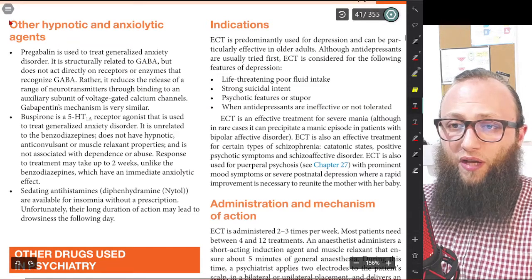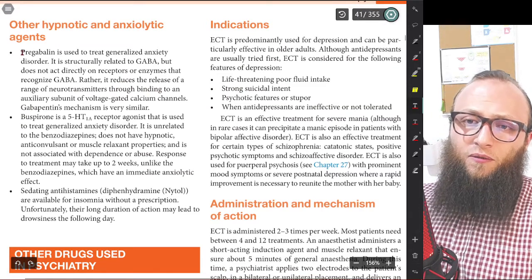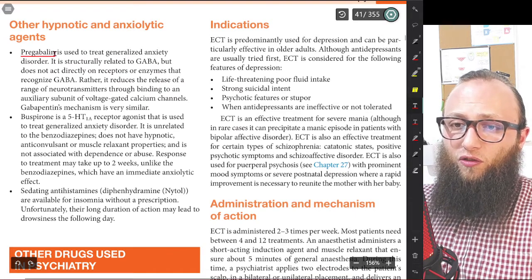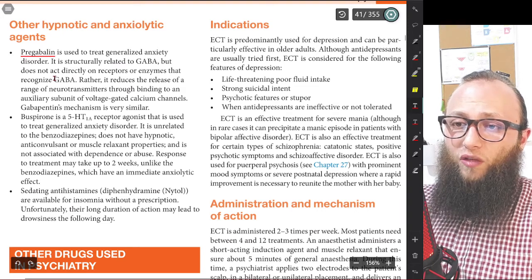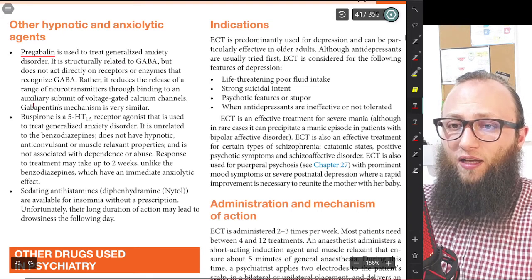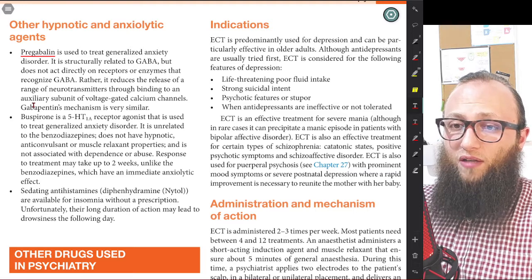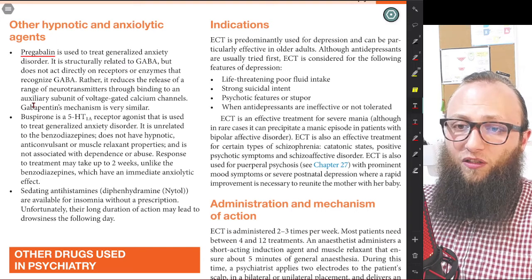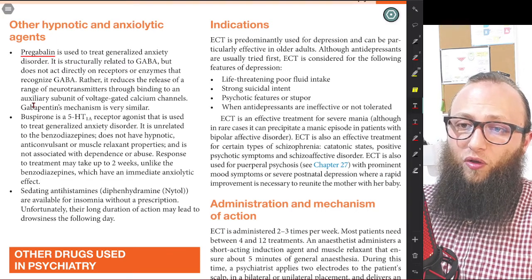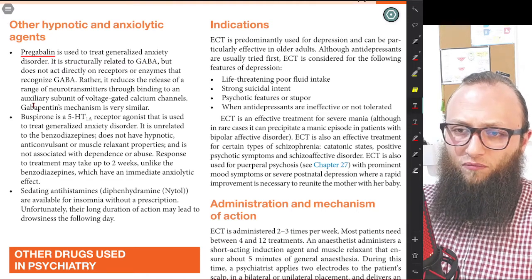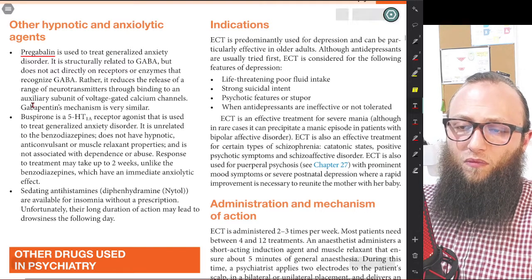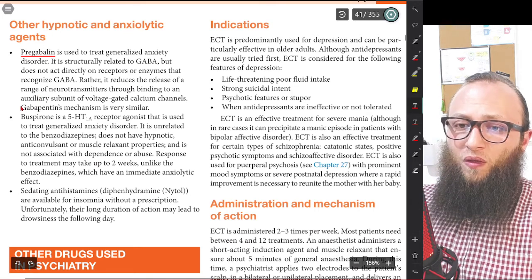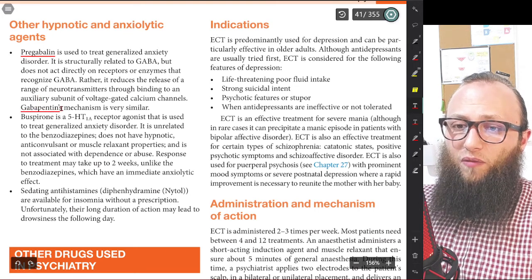Quickly, about other hypnotics and anxiolytic agents, pregabalin is one of them. It is used to treat generalized anxiety disorder. It's structurally related to GABA, but does not act directly on receptors or enzymes that recognize GABA. Rather, it reduces the release of a range of neurotransmitters through binding to an auxiliary subunit of voltage-gated calcium channels. We are talking about alpha-2 delta. Anyways, gabapentin's mechanism is very similar.